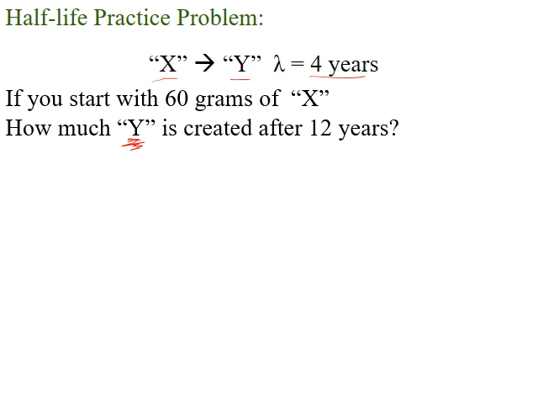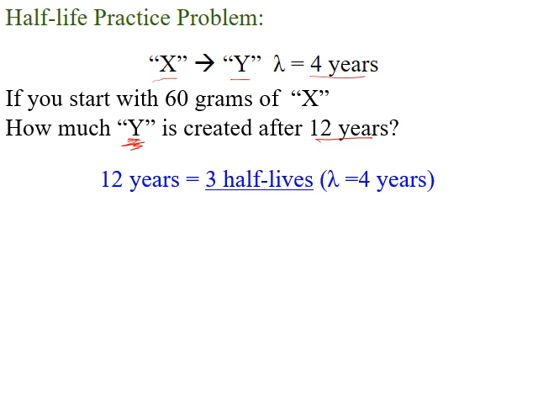So let's first figure out how many half-lives I'm going to have to use. Because I'm going for 12 years, that means I'm going to be doing this for 3 half-lives. If you don't do it for 3 half-lives, you're going to get the wrong answer even if you know what you're doing. So once again, I set up my numbers.